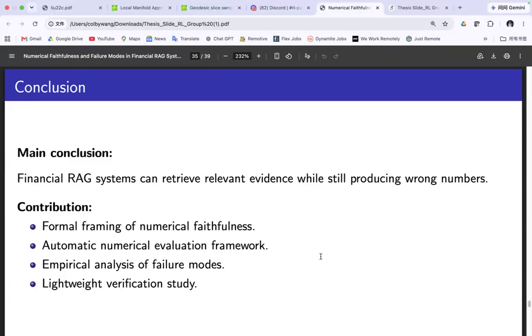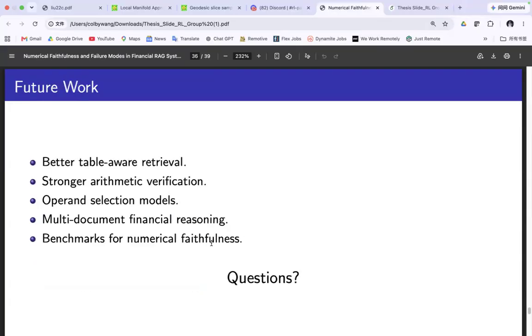The contribution of this discussion is the formal framing of numerical faithfulness, an automatic numerical evaluation framework, empirical analysis of failure modes, and also a lightweight verification study. For future work, we definitely should explore better table-aware retrieval, stronger arithmetic verification, and some sort of operand selection models, and maybe even multi-document financial reasoning. And maybe we should create a benchmark for numerical faithfulness.